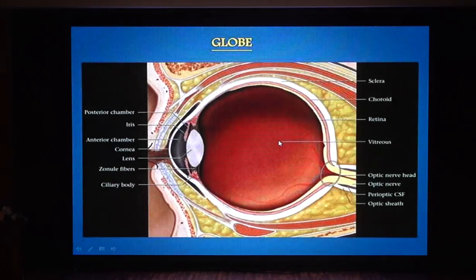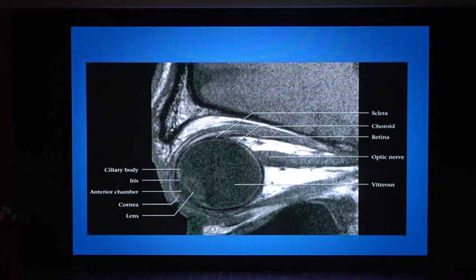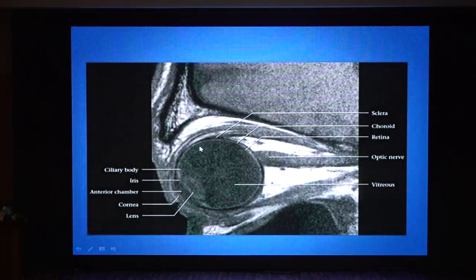Now the last is the globe. What are all the structures we can see with the globe in the MR? The outer coat layers are the sclera, the choroid, and the retina. Then we can see the optic nerve and the vitreous. Anteriorly, we can see the cornea. We can see the anterior chamber, the lens, the iris, and the ciliary body.